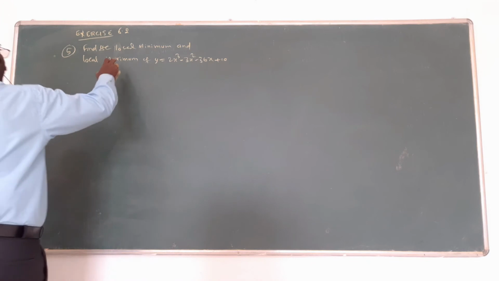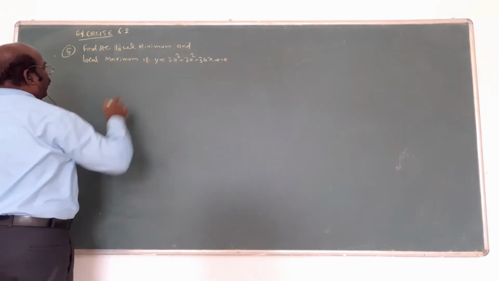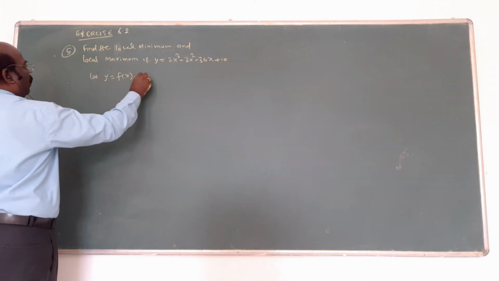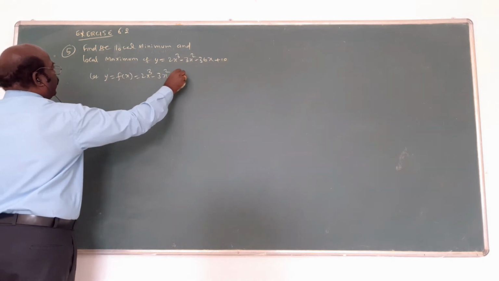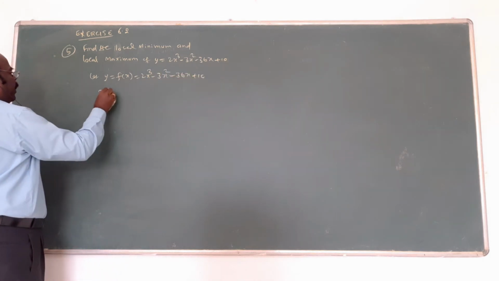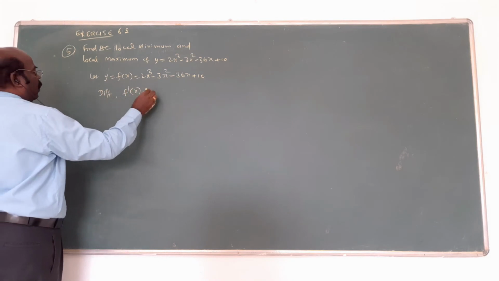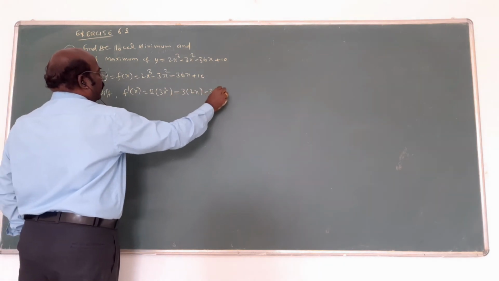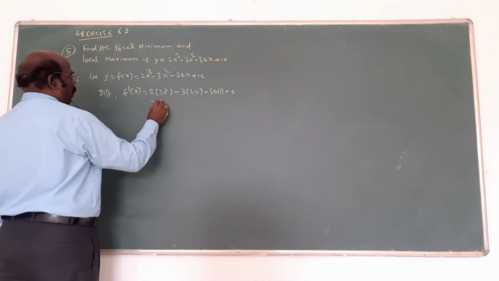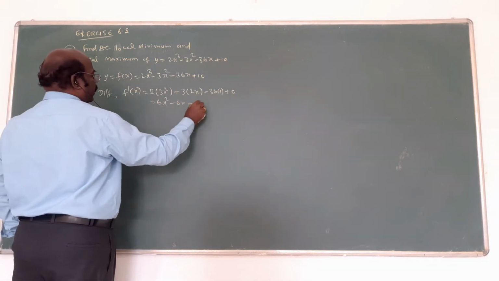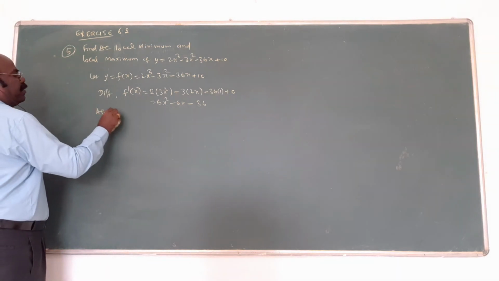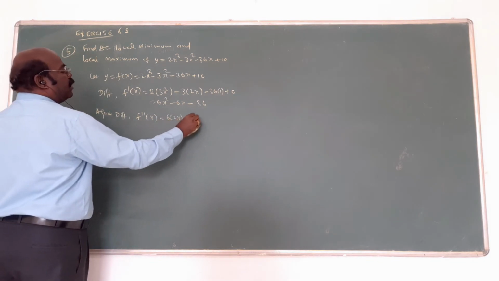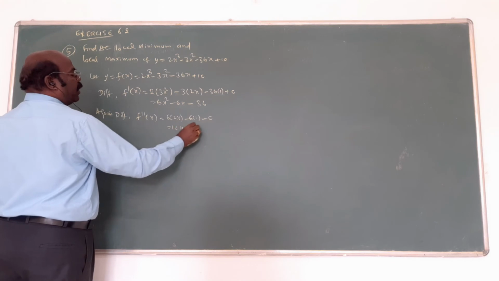Now, the fifth question. Find the local maximum and minimum. Y is given. Let y equal to f of x equal to 2x cube minus 3x square minus 36x plus 10. Now, differentiate one time. f dash of x equal to 2 into 3x square minus 3 into 2x minus 36 into 1 plus 0, which is 6x square minus 6x minus 36. Now we again differentiate. The double derivative is 6 into 2x minus 6 into 1 minus 0, so 12x minus 6.